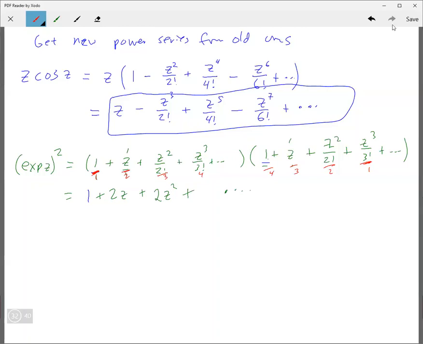Another thing is you can take derivatives and integrals. So for example, I know that 1 over 1 minus z is equal to this power series, right? Sum of z to the k.